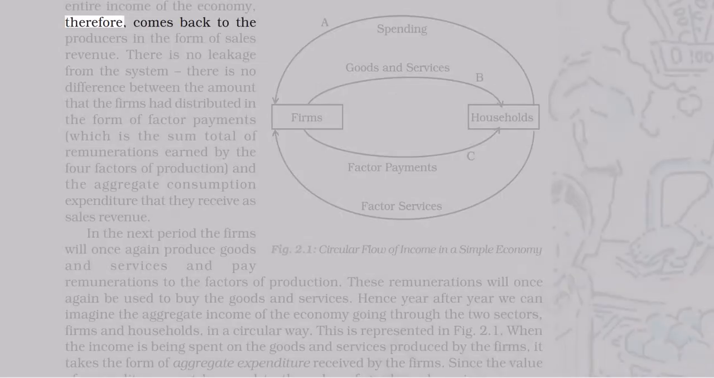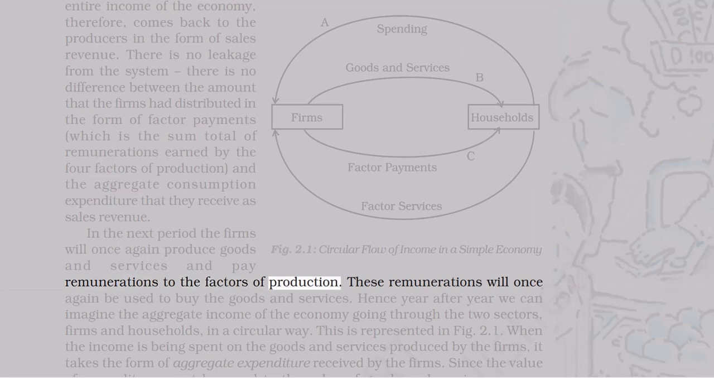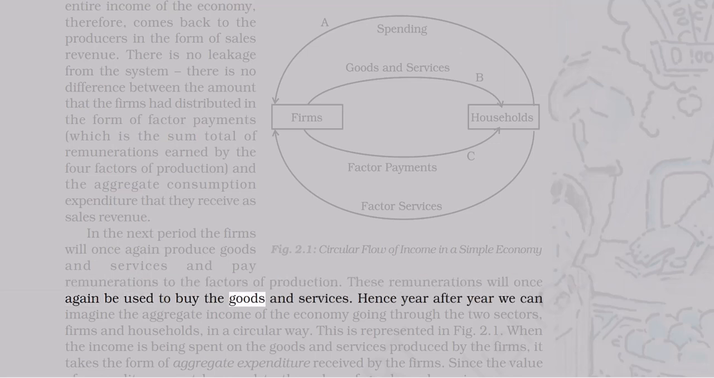Entire income of the economy, therefore, comes back to the producers in the form of sales revenue. There is no leakage from the system. There is no difference between the amount that the firms had distributed in the form of factor payments, which is the sum total of remunerations earned by the four factors of production, and the aggregate consumption expenditure that they receive as sales revenue. In the next period, the firms will once again produce goods and services and pay remunerations to the factors of production. These remunerations will once again be used to buy the goods and services.